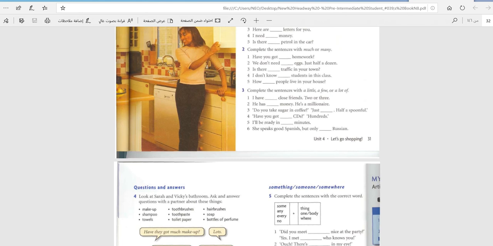Complete the sentences with a little, a few, or a lot of. I have a few friends, 2 or 3. He has a lot of money. He is a millionaire. Do you take sugar in coffee? Just a little, half a spoonful. Have you got a lot of CDs? Hundreds. I'll be ready in a few minutes. She speaks good Spanish but only a little Russian.